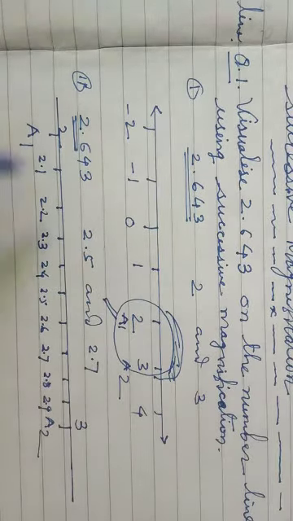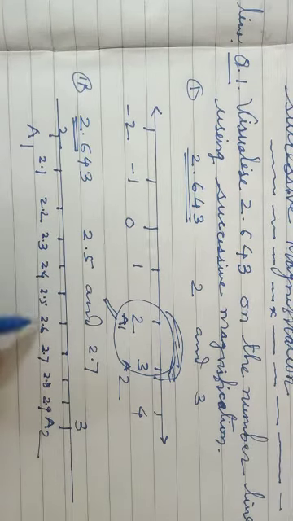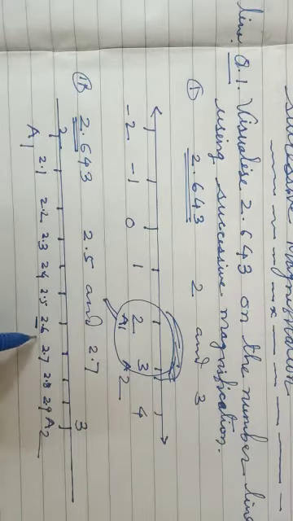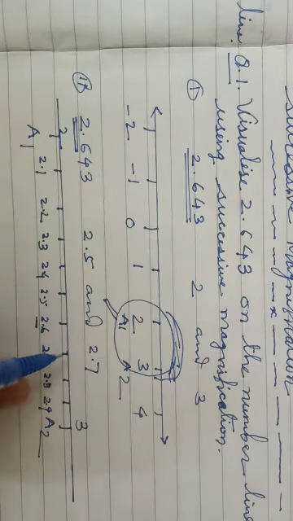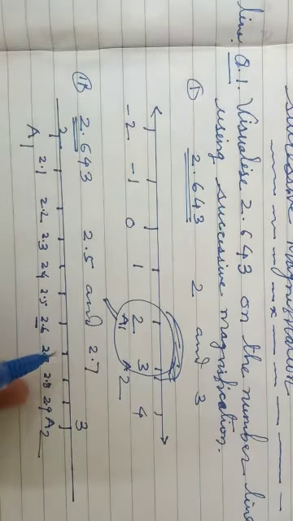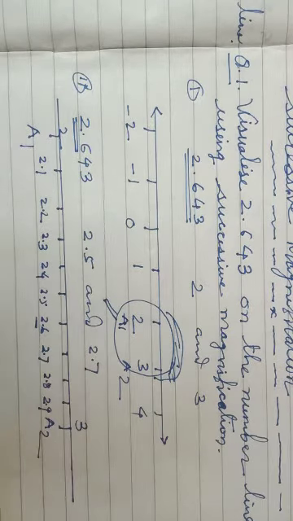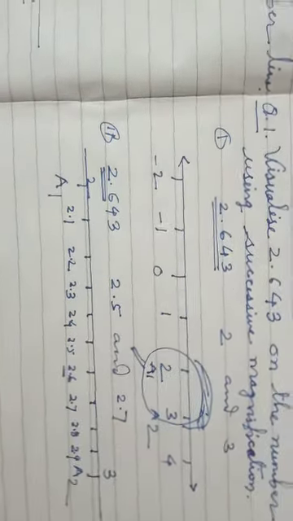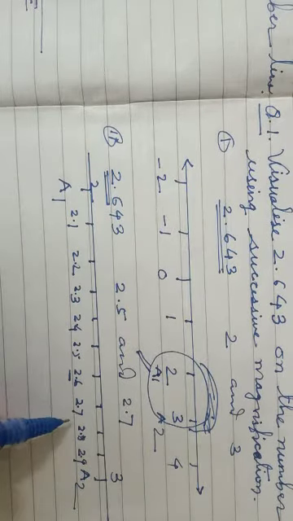Now 2.6 lies between 2.5 and 2.7. So you should magnify this number like that. You can see that 2.6 lies between 2.5 and 2.7.